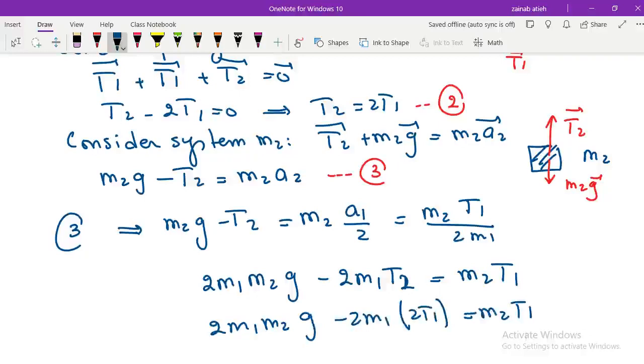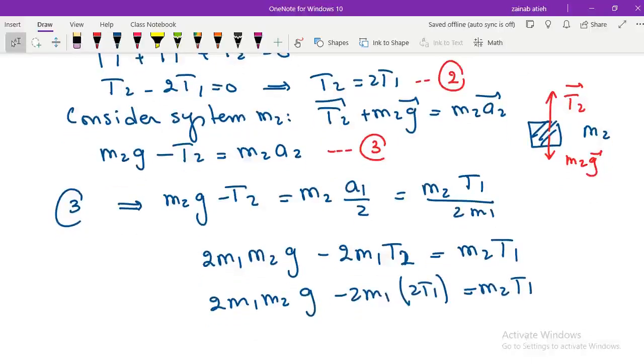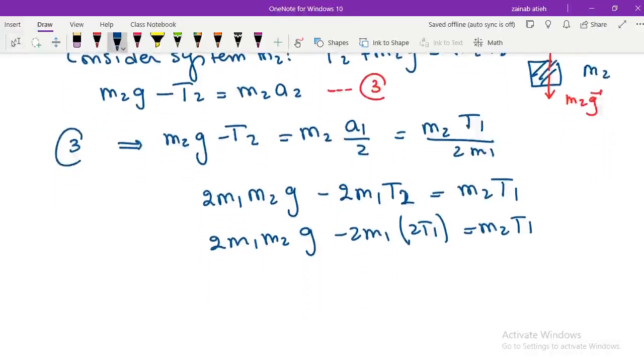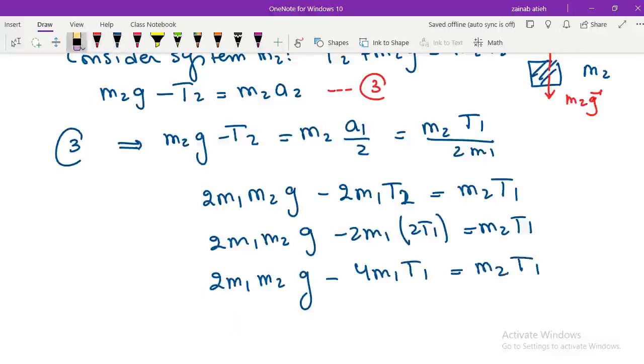جمعت t1 على جهة واحدة. شو عملت أنا؟ حاولت خلصت من ال a1 أول شيء بقي معي t1. خلصت من الاكسلريشن بقي معي tensions وأصلا في علاقة ما بين التنشنز اللي هي t1 و t2. استعملت الايكويشن 2 وهلا بجمع صار معي equation فيها بس t1. جمعت t1 على نفس الجهة بيطلع معي 2m1 m2 g minus 4m1 t1 equals m2 t1. So let me take them to the other side. I will write directly the answer. It's clear. T1 equals 2m1 m2g over 4m1 plus m2.